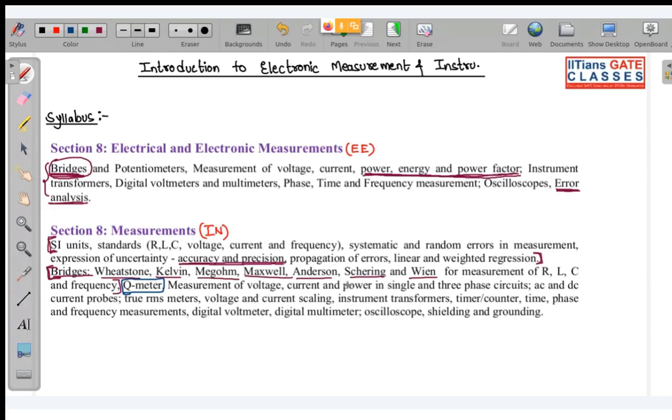Next is measurement of voltage, current, power in single and three phase circuit, AC and DC current probe, true RMS meter, voltage and current scaling, instrument transformer, timer, counter, time, phase and frequency measurement. So this is CRO, digital voltmeter, digital multimeter, oscilloscope, shielding and grounding. These are the topics that we need to study for instrumentation, and these are the topics for electrical engineering. Any doubt in this? Any doubt, anyone?